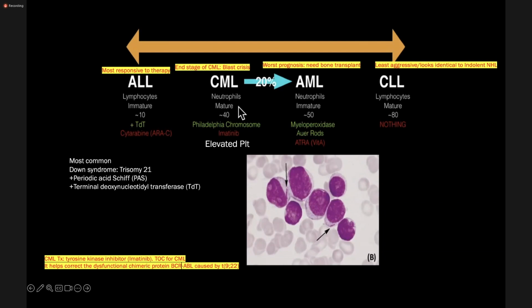Now, when it comes to CML and AML, look for the Philadelphia chromosome, 9;22. Look for something that will help you out. If they say too much neutrophil, you know it's coming from your myeloid stem cell. The question is, is it CML or is it AML? They'll give you clues. They're going to say the patient is 50, 40. That's kind of close there. What you want to do is just look for a Philadelphia chromosome and that will give it away. Or if you see Auer rods, that will give it away.